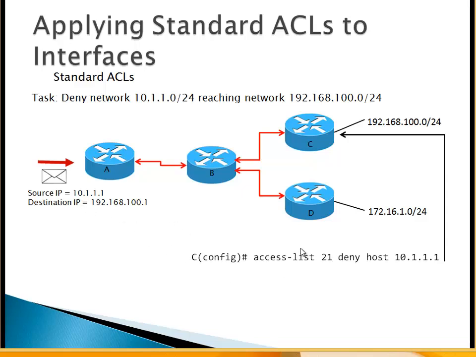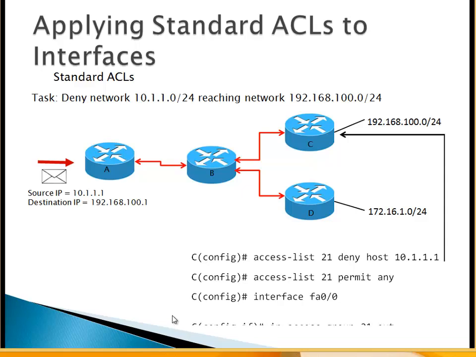So here, for example, you go to the interface closest to the destination: access-list 21 deny host 10.1.1.1, access-list 21 permit any, because you have to permit everything else. Then go to the interface and apply ip access-group 21 out, because you are denying the packets as they go out from this interface, not when they come in.